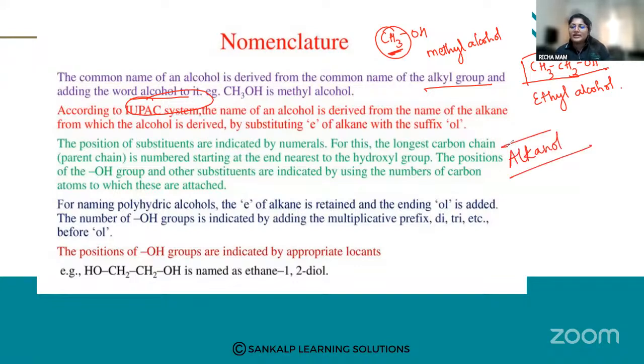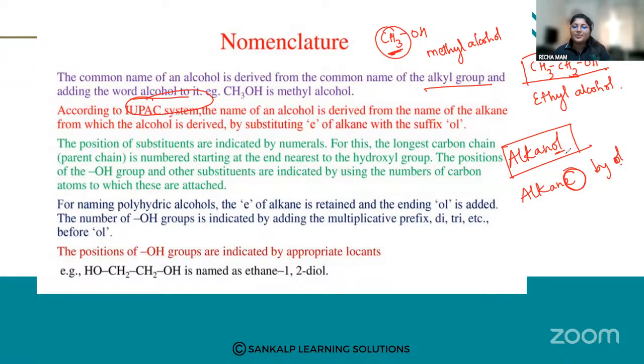In the IUPAC system, we name it as alkanol. So how? Whatever the name of the alkane is, we replace the E of that alkane by OL, so it becomes alkanol.